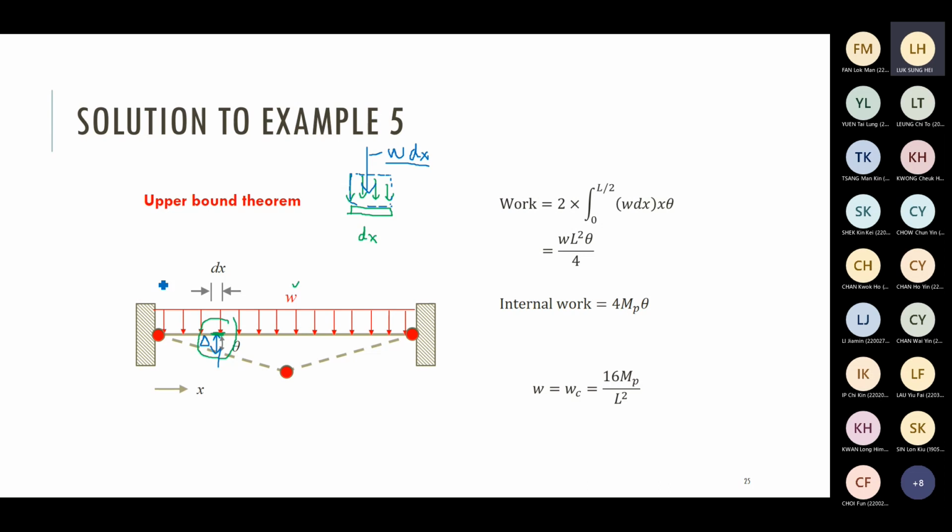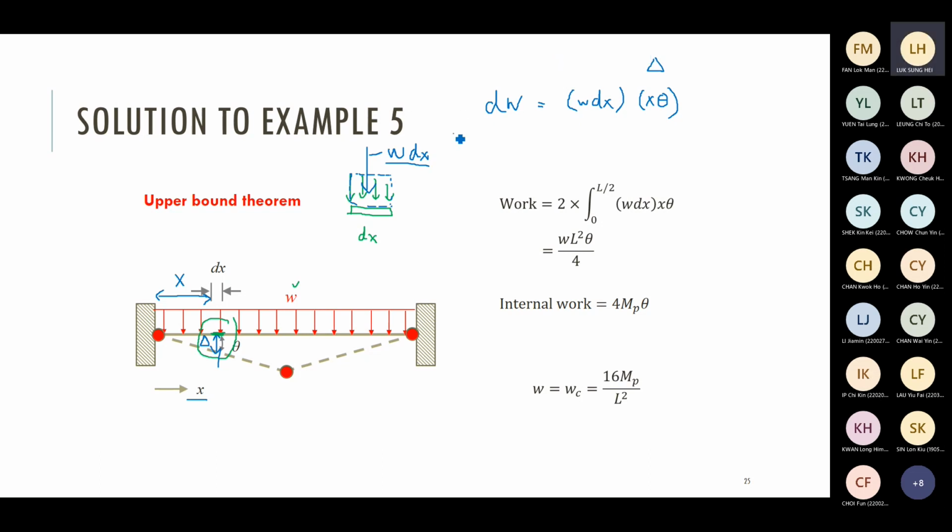You can use arc length, right? You can use arc length. The radius, maybe I call this x. The radius of this circle is x. The rotation is theta. So the work done for this small element is equal to the force, W dx, times the corresponding displacement, x theta. This is the work done for one small element.